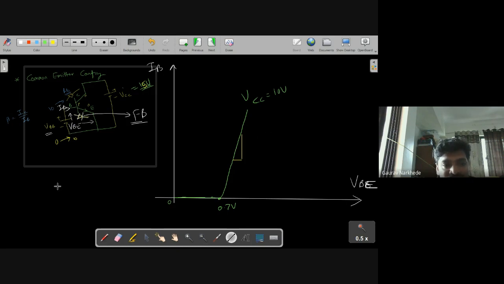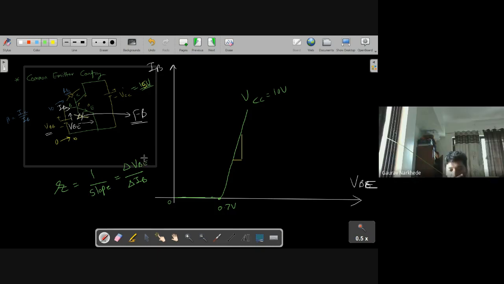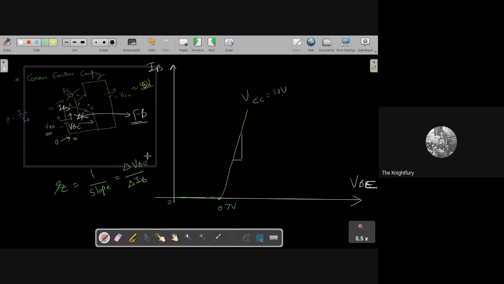So see, what is resistance? Voltage by current. So can I say it is 1 by slope? क्योंकि slope क्या है आपका? Slope is delta y by delta x, that is delta IB divided by delta VBE. तो इसका डिनोमिनेटर जाएगा न्यूमरेटर में, it will be delta VBE by delta IB, right? इसका स्लोप कितना है? How is this slope? IB by VBE.